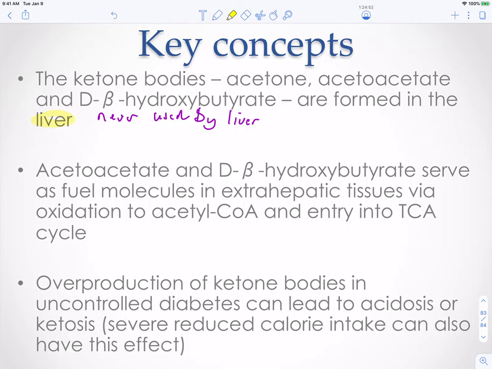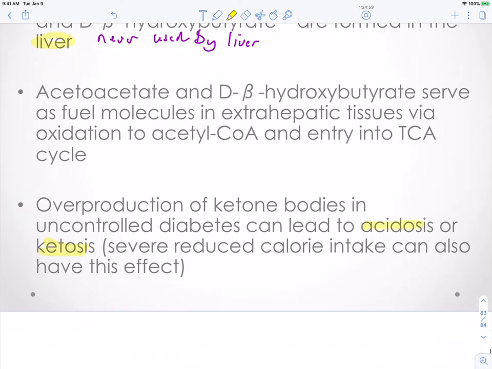Overproduction of ketone bodies in uncontrolled diabetes can lead to acidosis or ketosis. And also, severe reduced calorie intake can also have the same effect of acidosis or ketosis.